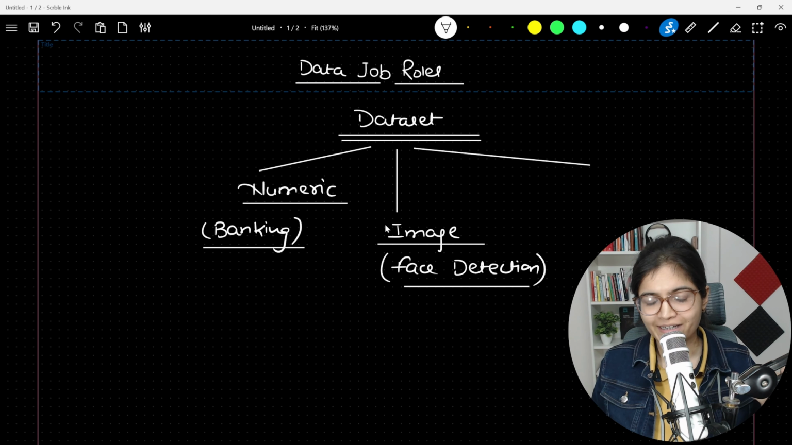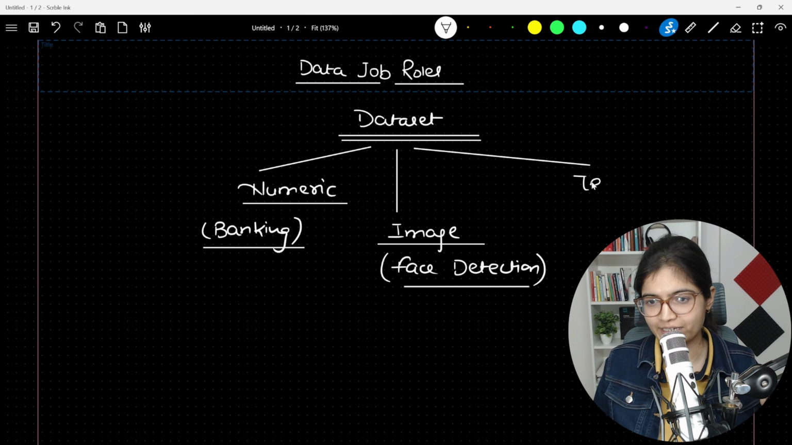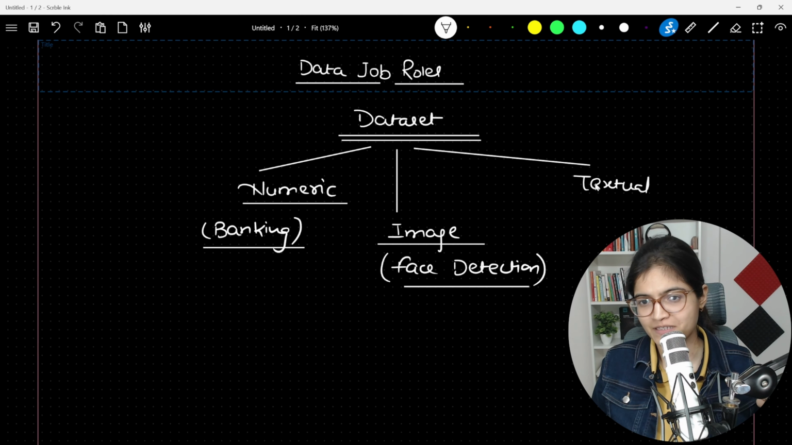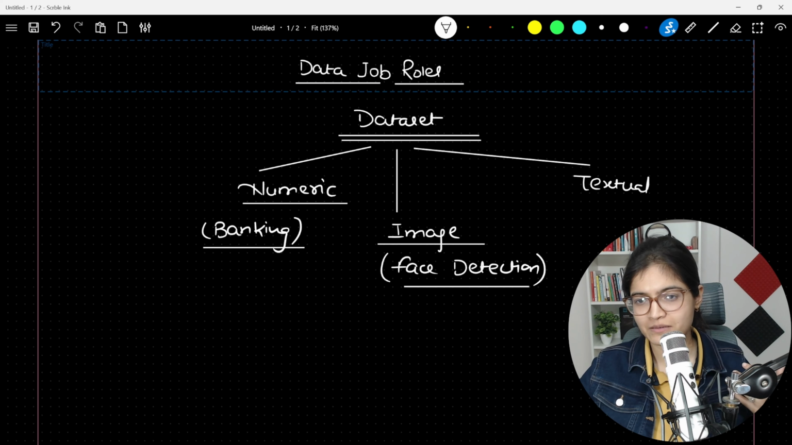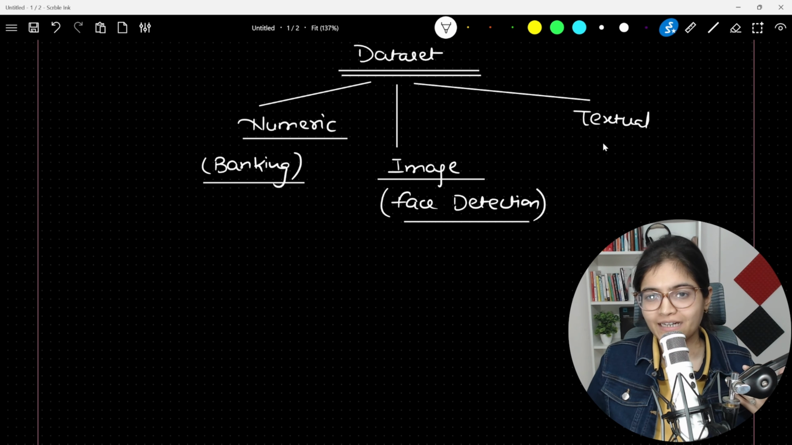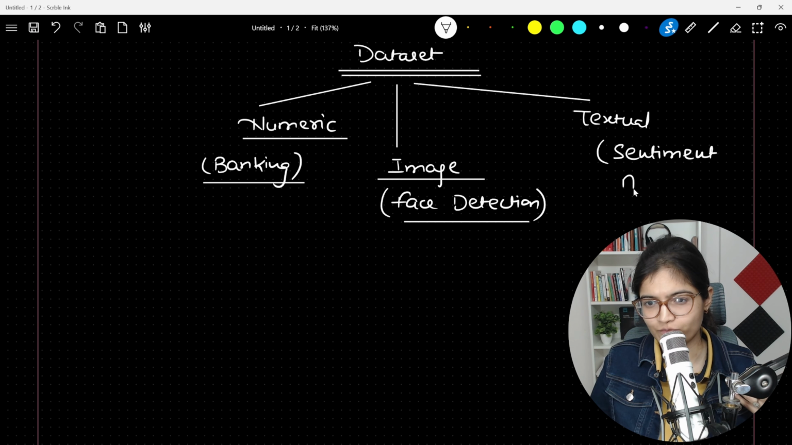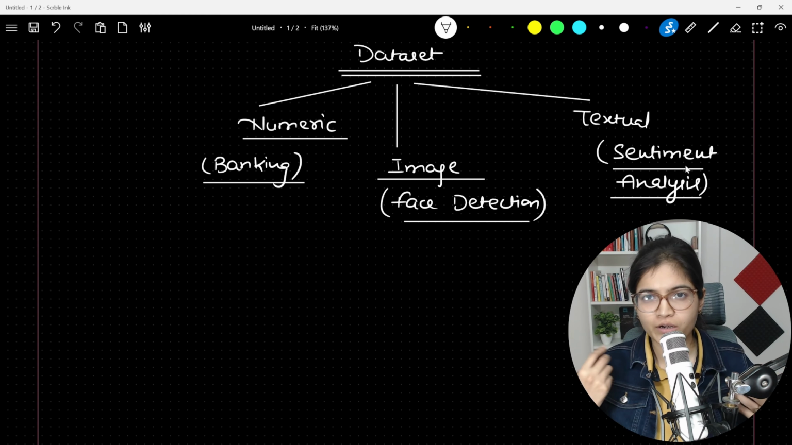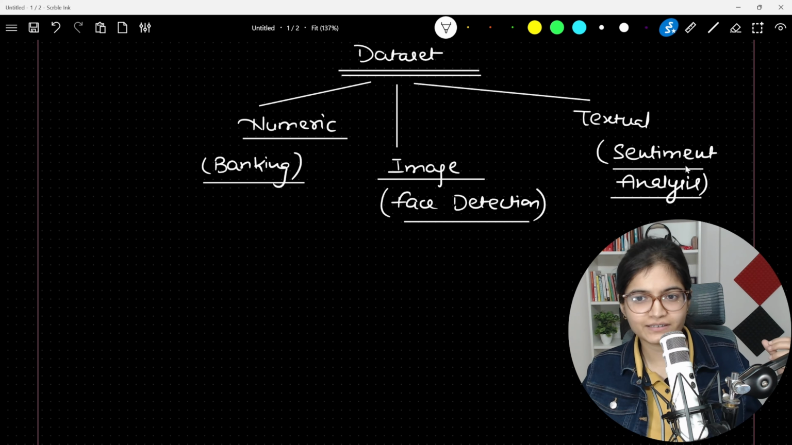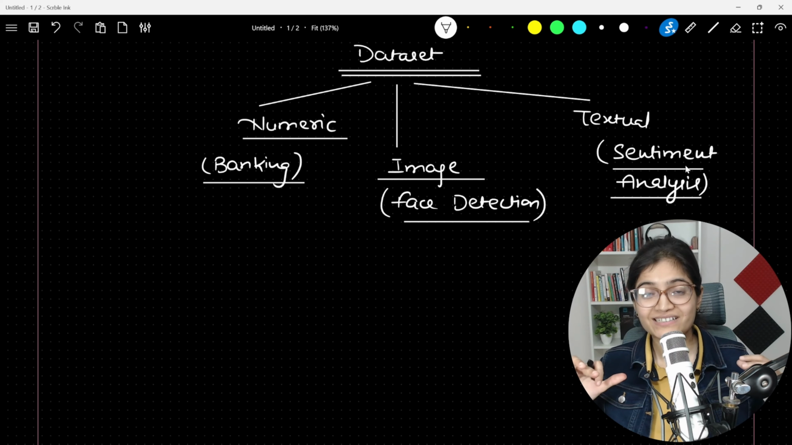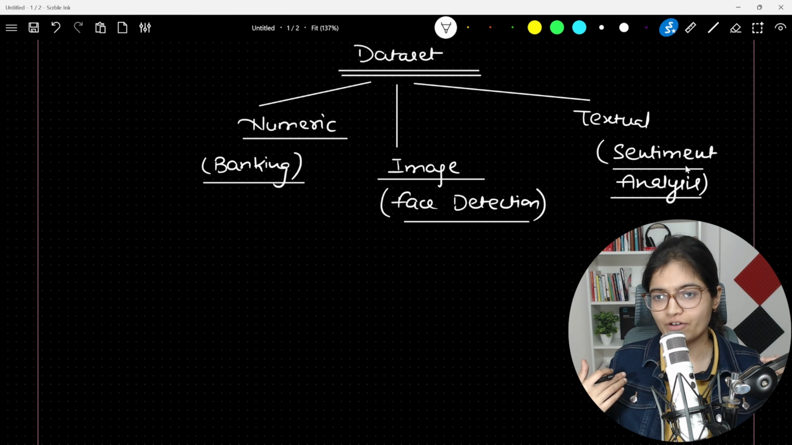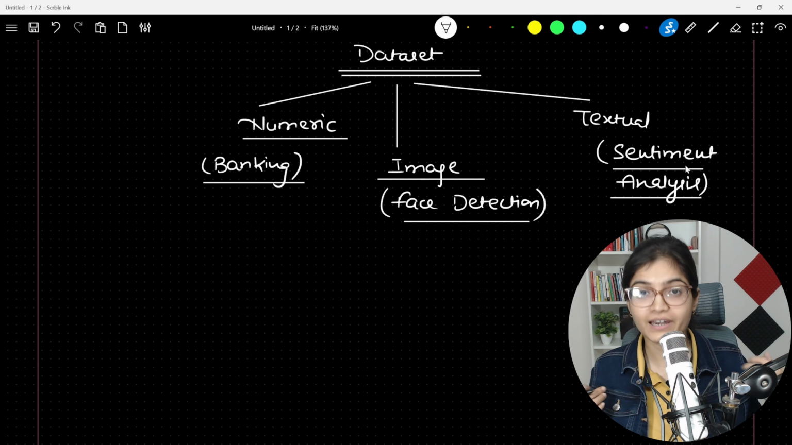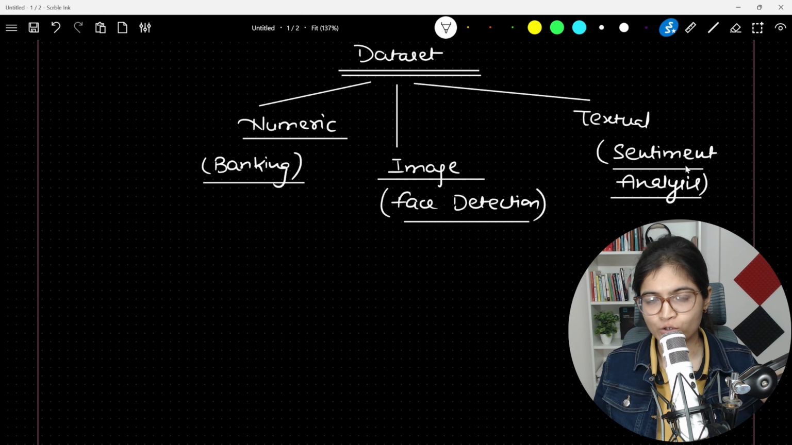Similarly, apart from numeric and image specific data sets, we do have textual data. Let me give you another simple example. Let's say I want to analyze sentiments. Sentiment analysis is a very common example of textual data, where, let's say, someone is commenting on my LinkedIn post saying that this post gives me inspiration. That's a positive sentiment. But if someone is saying that this post is really bad, that is automatically a negative sentiment.